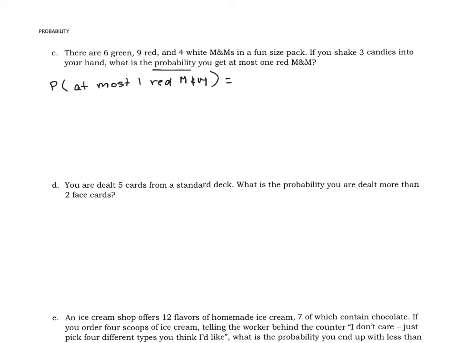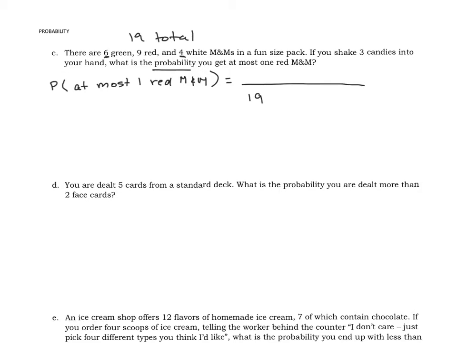I don't care what color they are, just all the different ways. Well, we need to figure out what our total of all the M&Ms is, and using the associative property, 6 and 4 is 10, and then 9 is 19 total. So in that denominator, since we're looking for all the ways, we have 19 total.